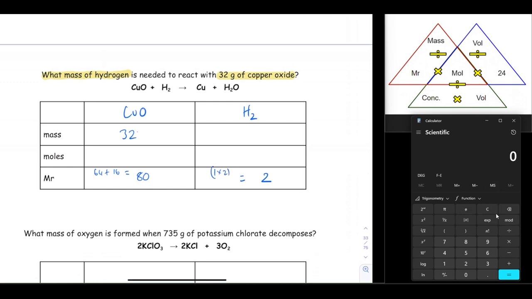So 32 divided by 80, and then that gives me 0.4 moles. It's a 1-to-1 ratio, so I've got 0.4 moles of that. I times it by 2, and that gives me 0.8 moles. Perfect.